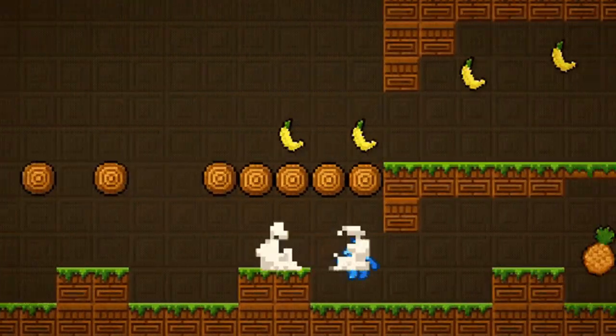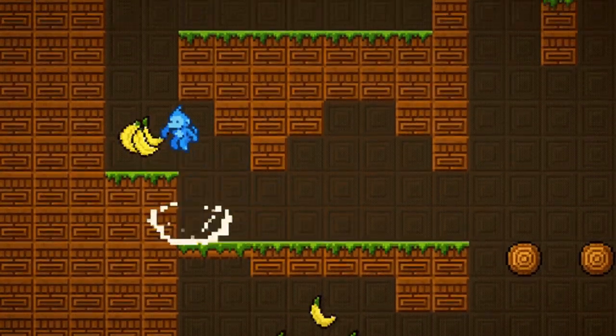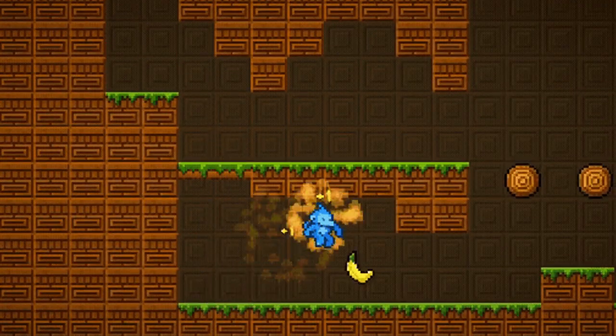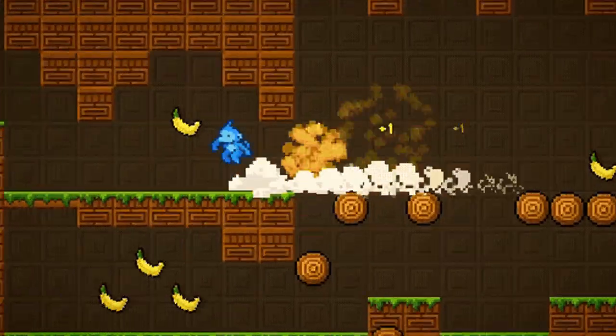All levels must have at least 1 banana placed in them, and this is to do with the way that the stage clear logic works. Also, each environment must have at least 1 level of each type.